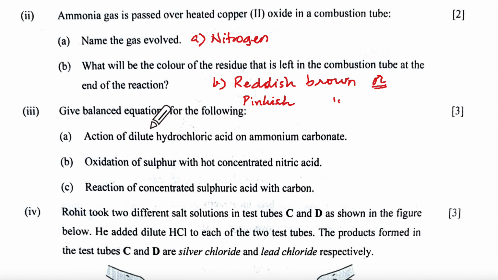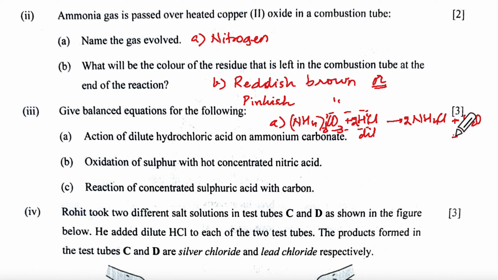Give balanced equation for the following. A. Action of dilute HCl on ammonium carbonate. Ammonium carbonate is (NH4)2CO3 because CO3 has 2 minus valency, plus HCl, and you must mention dilute. And here this is what will happen. So NH4 with Cl will form NH4Cl, and there are two NH4s here, so I'll need 2 Cl, so I'll write here 2. So 2 NH4Cl, and H2CO3 means it is H2O plus CO2 up arrow.